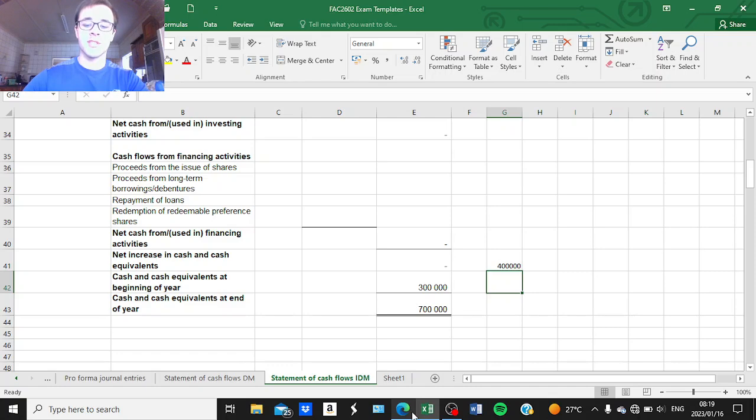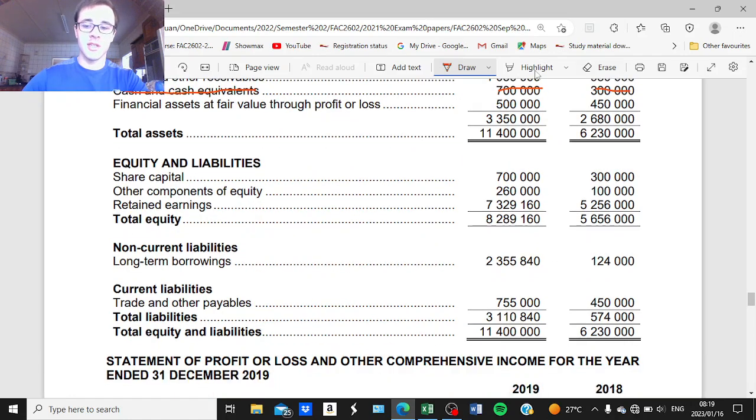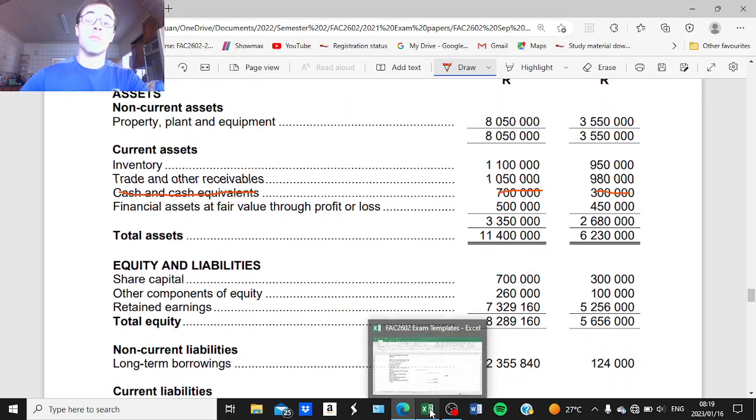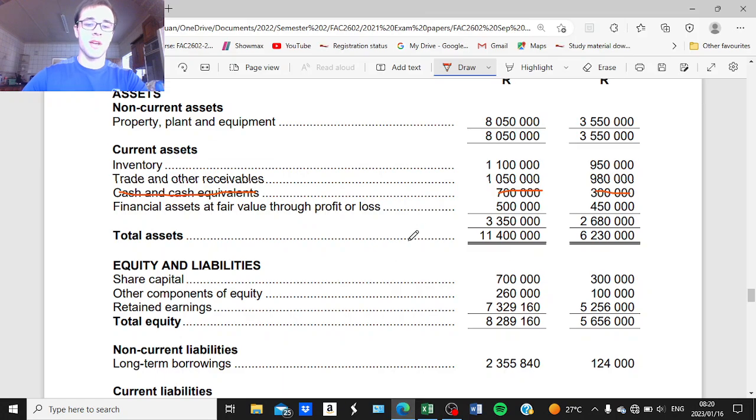All right. Once again, in terms of the opening balance, there is no bank overdraft balance that we needed to consider, because if there was a bank overdraft balance, you would need to subtract it from the 300,000. That is the favorable balance of cash and cash equivalents. Okay, so we are done with cash and cash equivalents.